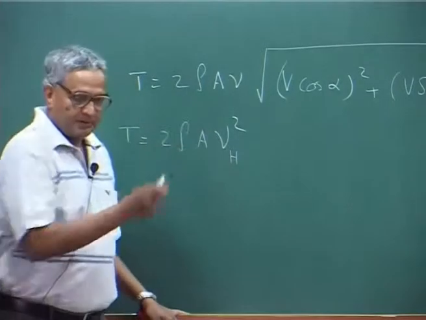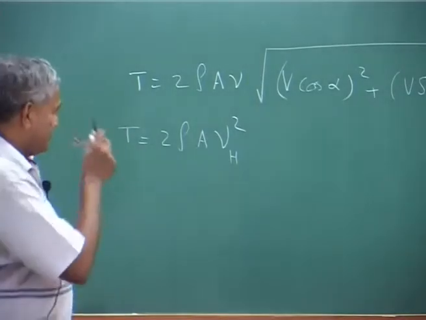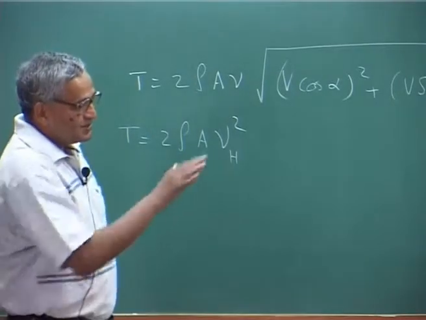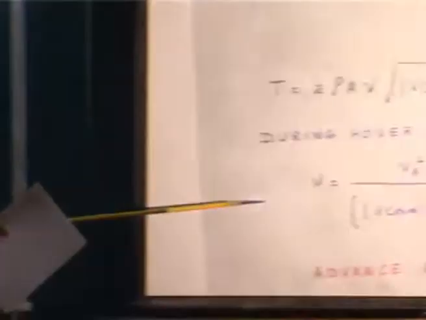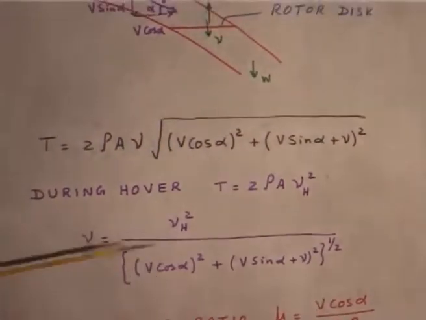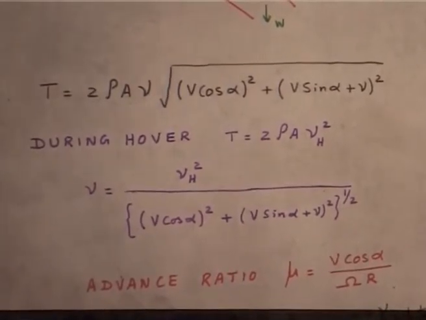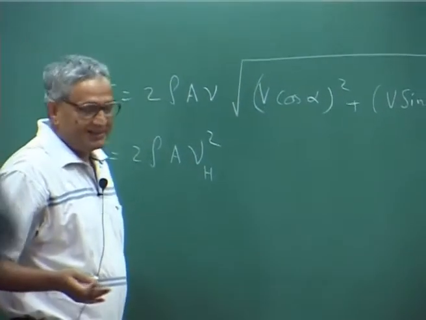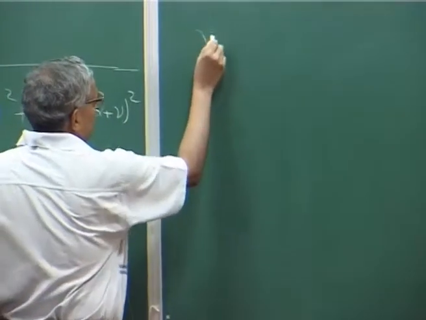But since the rotor is supporting the same weight, what you have to do is equate both of them and write an expression which is given there. Nu is nu h squared over this, because when you equate both you will get nu is nu h squared over this, straight away, and then you will write this expression.